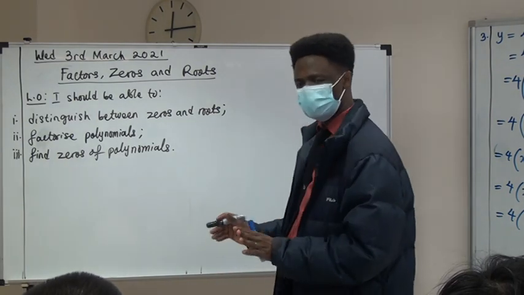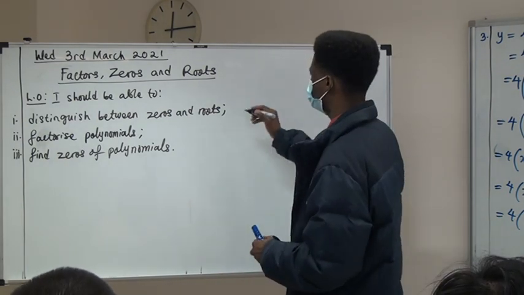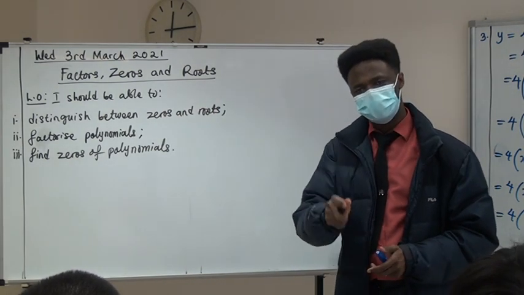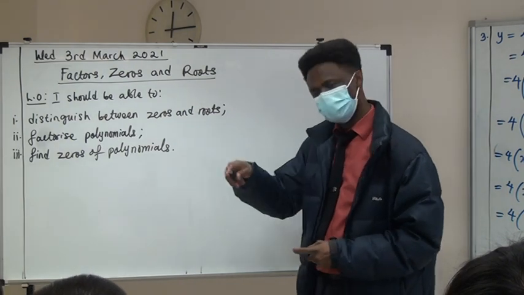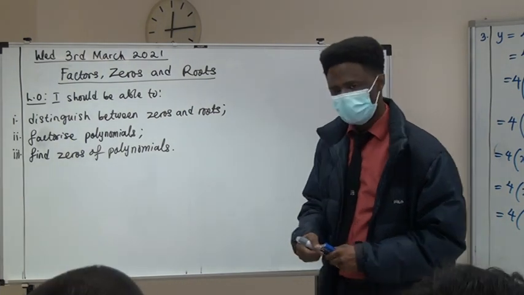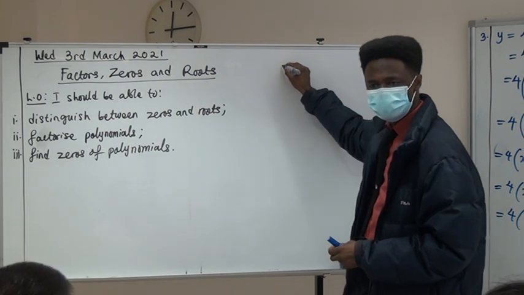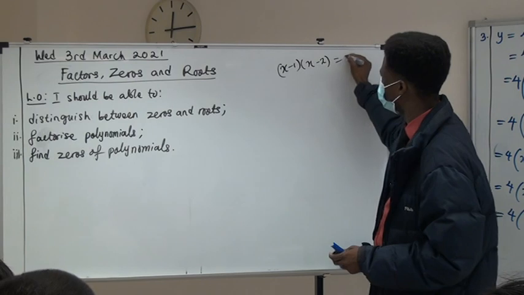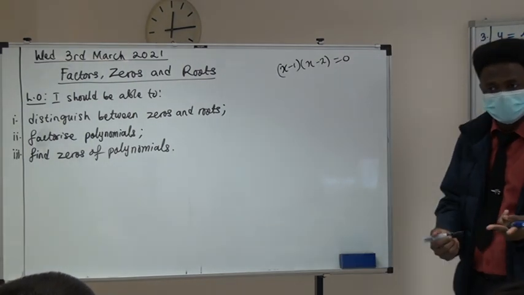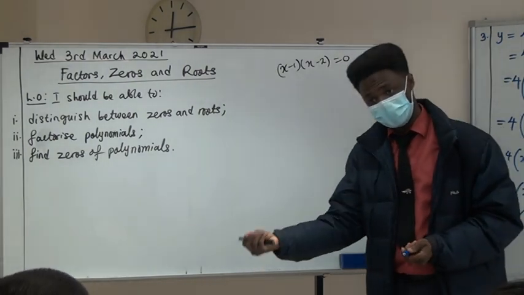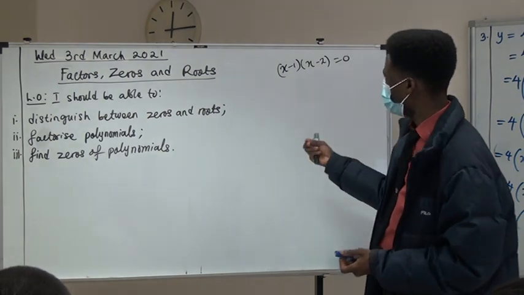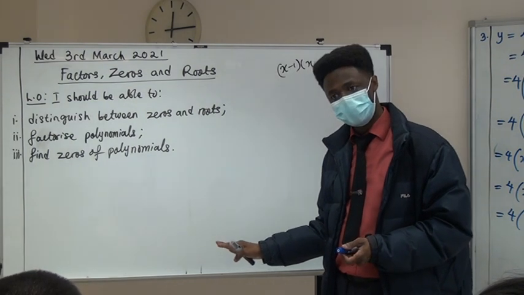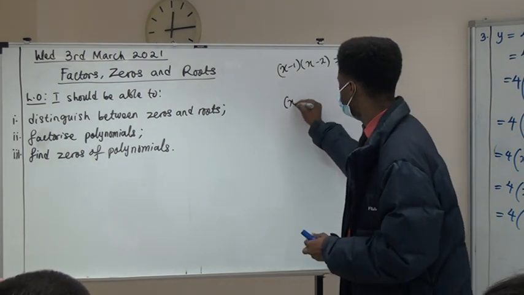The major difference is that zero is used for expression. Root is used for the equation. So for example, if you have the quadratic equation (x - 1)(x - 2) = 0, you get two answers, right? These are the solutions. These solutions are called the roots of the equation. But this is an expression.